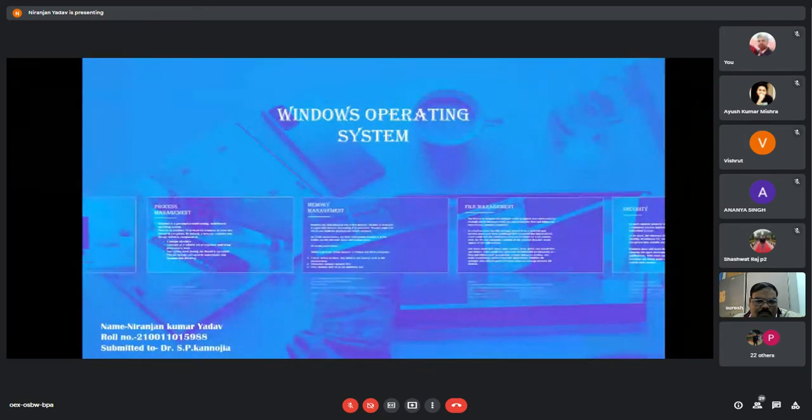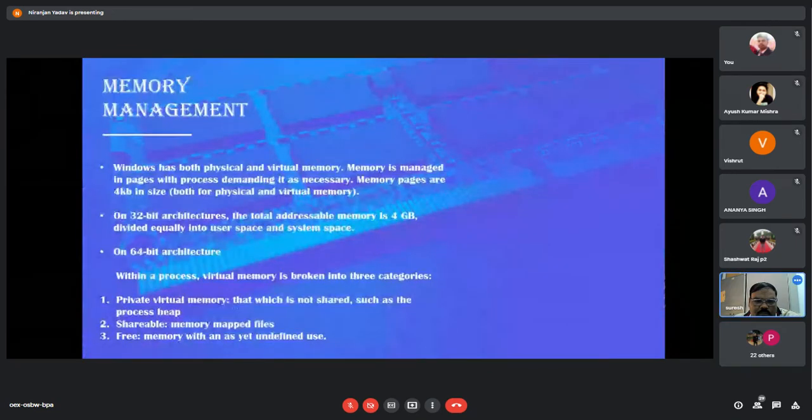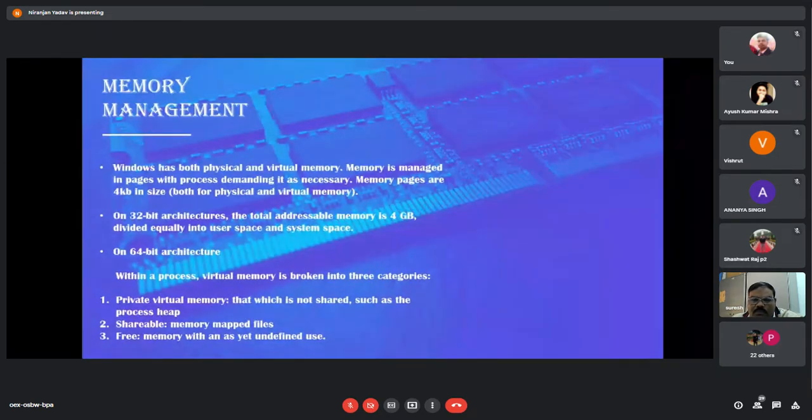Memory management. Windows has both physical and virtual memory. Memory is managed in pages, with processes demanding it as necessary. Memory pages are 4 KB in size. On 32-bit architectures, the total addressable memory is 4 GB, divided equally into user space and system space. But on 64-bit architectures, within a process, virtual memory is broken into three categories.